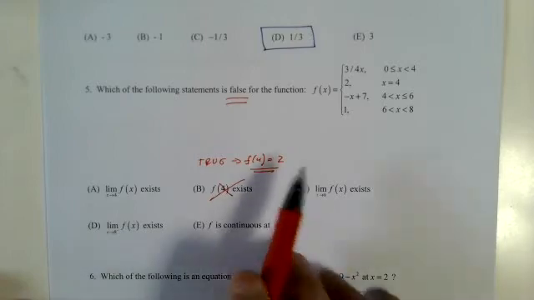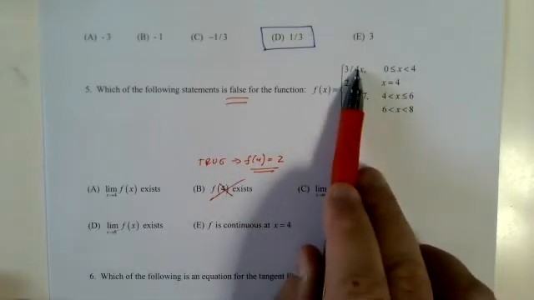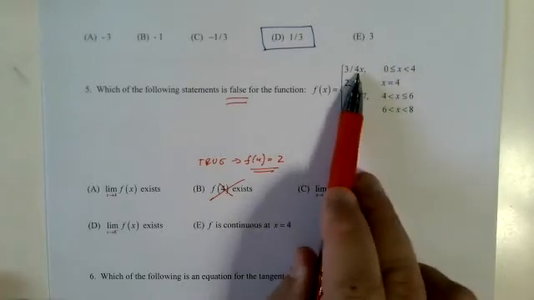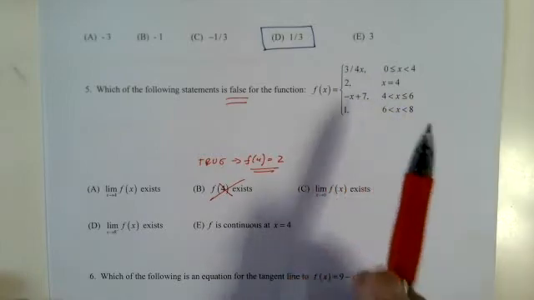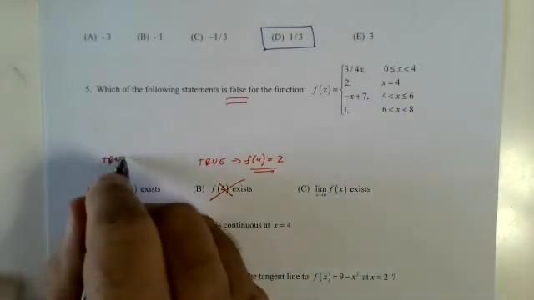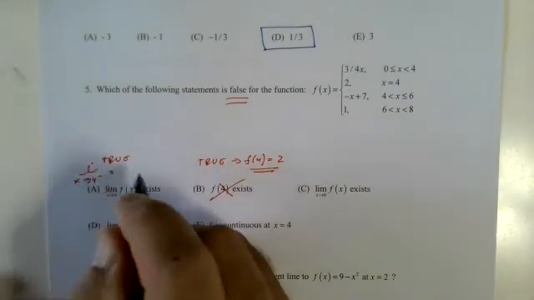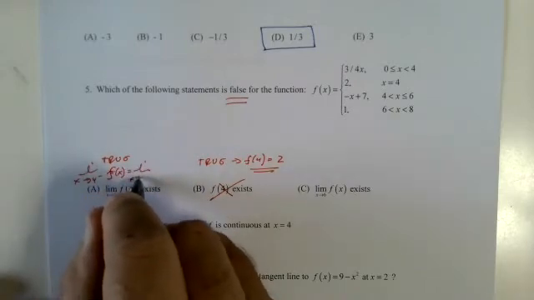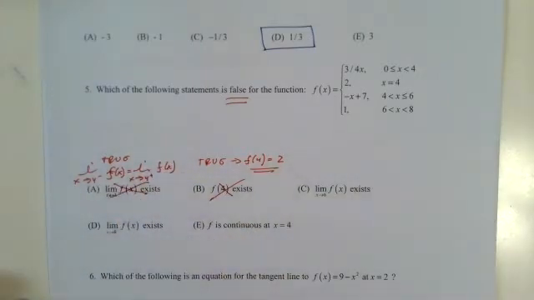All right, does the limit as x approaches 4 exist? Now, I actually don't care what's happening at x equals 4. I care about the left and the right below and next to it. So 3/4 times 4 is 3, and -4 plus 7 is 3. So yeah, that's true. Because limit as x approaches 4 from the negative side of f of x equals limit as x approaches 4 from the positive side. So we'll cross that out.